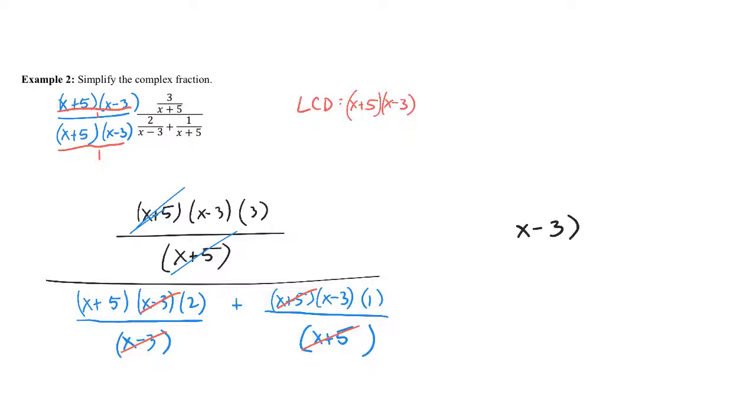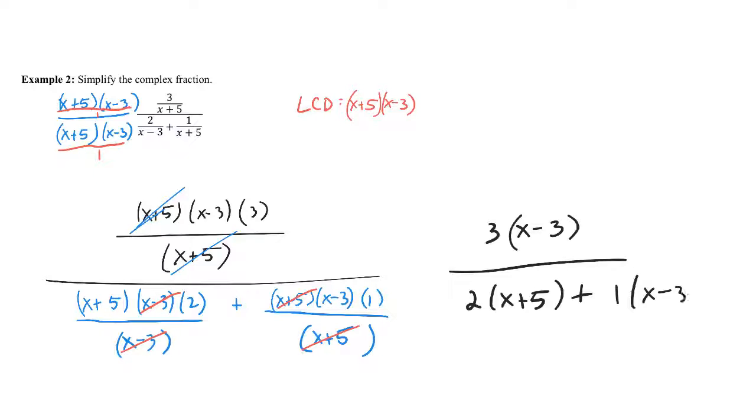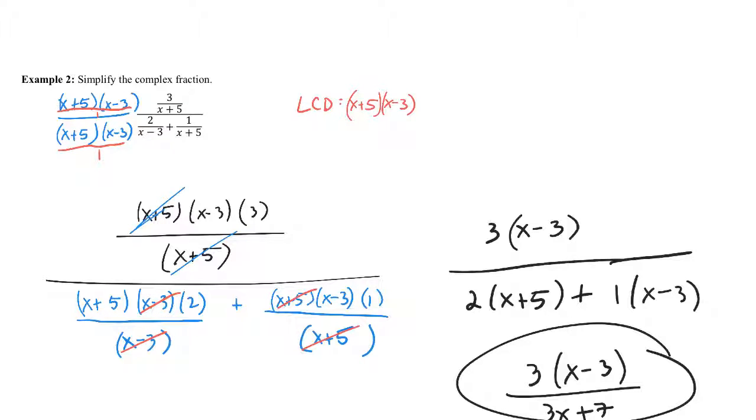x minus 3 up top times the 3. In the bottom, I've got 2 times x plus 5 plus 1 times x minus 3. I can distribute everything and collect terms and keep going. And I'll get a final answer of, in the numerator, still 3 times x minus 3. And the denominator, 3x plus 7. Okay, that's what my answer would come out to be.